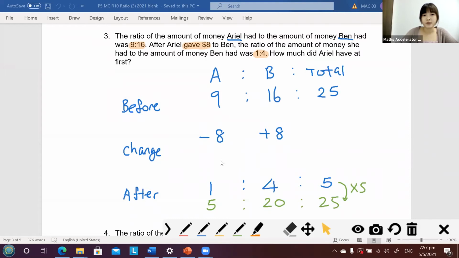Go and compare before and after. How many units change first? That's going to be the number of units for the $8.